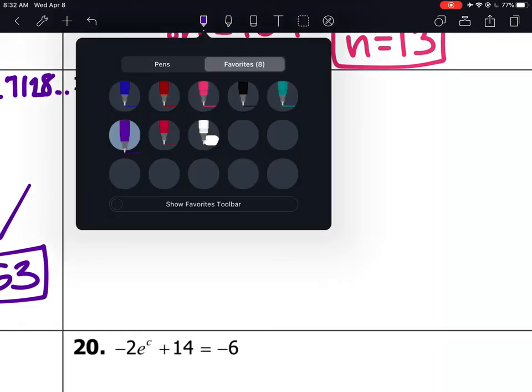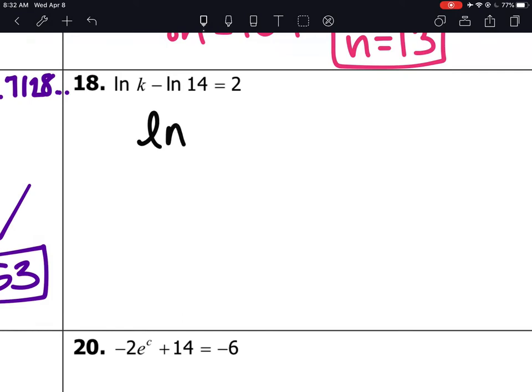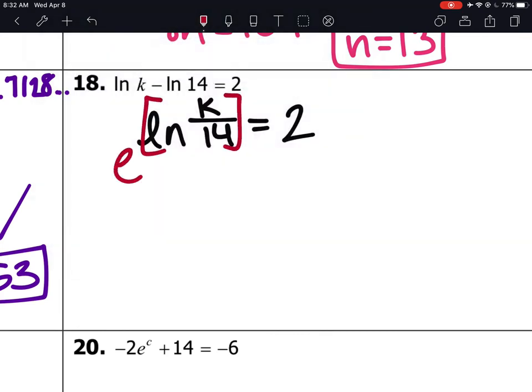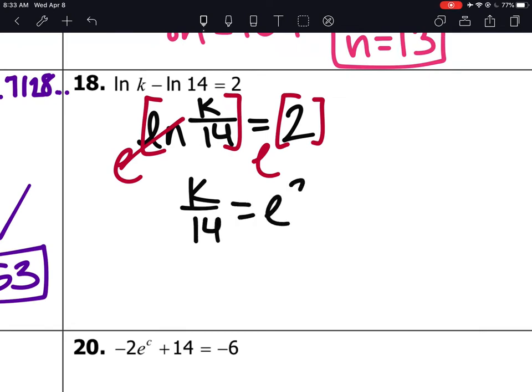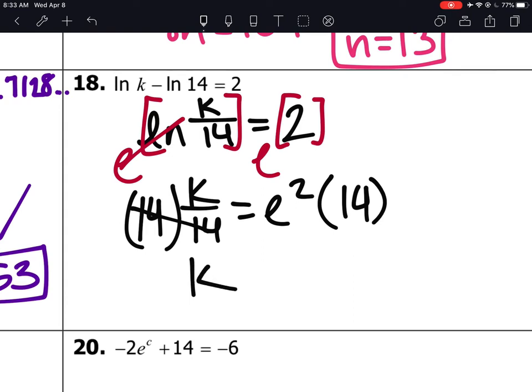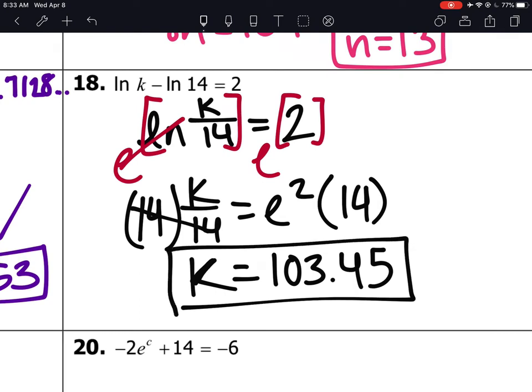Okay, on to number 18. Number 18, we only have to condense one time. Subtraction means division. And then we're going to do e to the power of both sides. We do that to get rid of the natural log. Then we get k over 14 is equal to e to the 2nd power, which is definitely an ugly decimal. And then we do the opposite of dividing by 14, which is multiplying. And if you do that very carefully on the calculator, you should get 103.45.